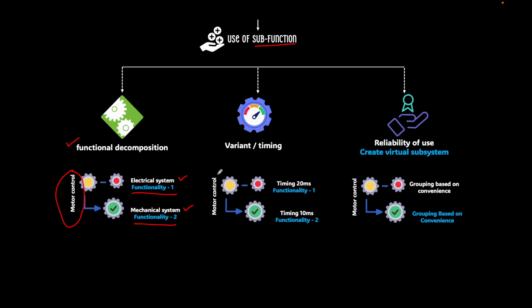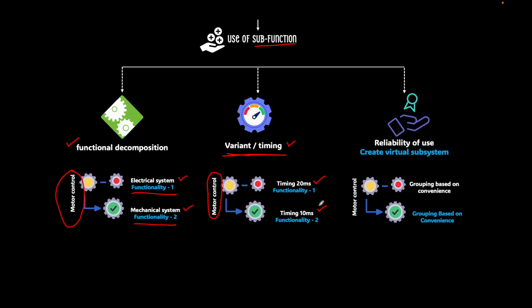Next is the same example. We can divide the subsystems or the functions into multiple segments by using the variant timings. Suppose, with the same example, the motor control system has two subsystems, and one has a 20 millisecond sample time. In this case, the function will be executed every 20 milliseconds. There is one more function which executes at 10 milliseconds.